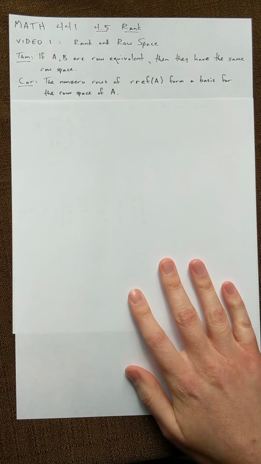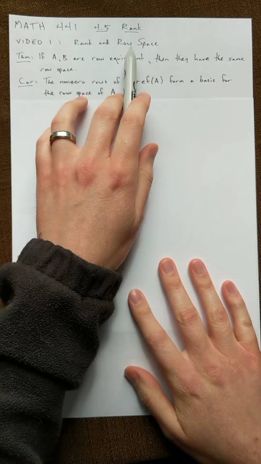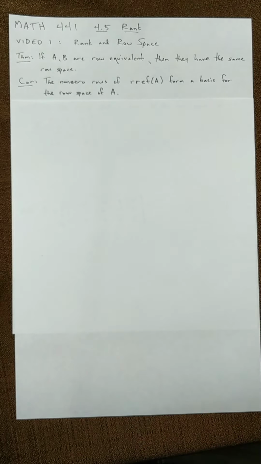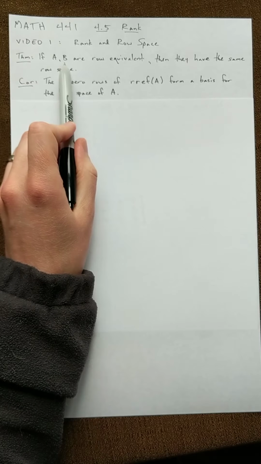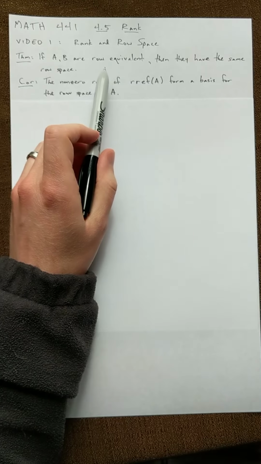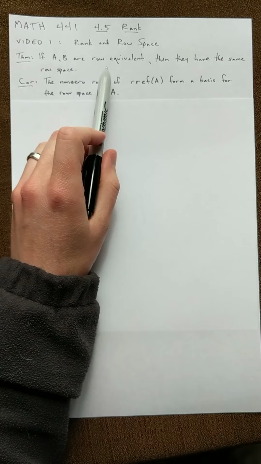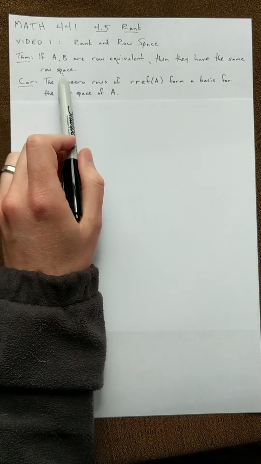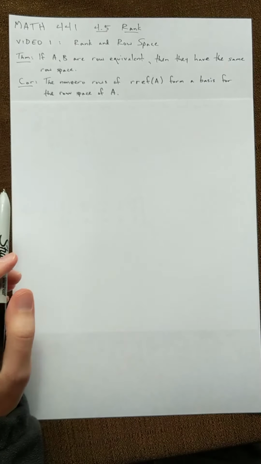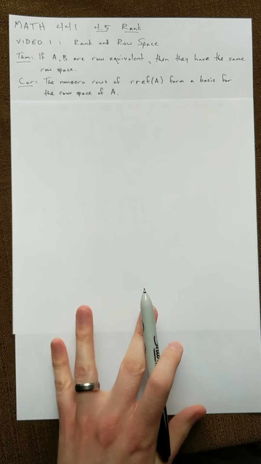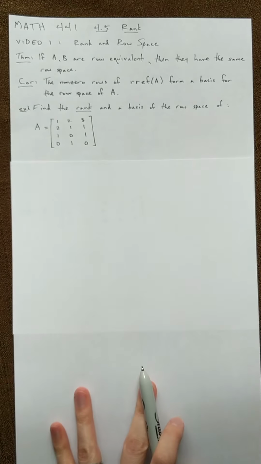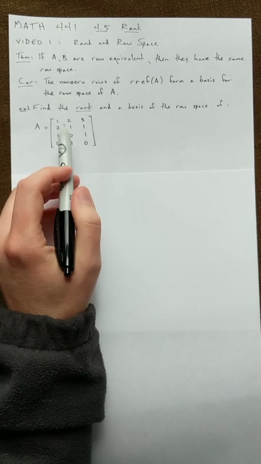Okay, in this video we're going to talk about the rank and the row space of a matrix. We have a theorem that says that if two matrices are row equivalent, meaning you can row reduce one and make it look like the other one, then they're going to have the same row space, meaning the span of the different rows is going to be the same. I'm going to look at a particular example matrix while I talk about this.